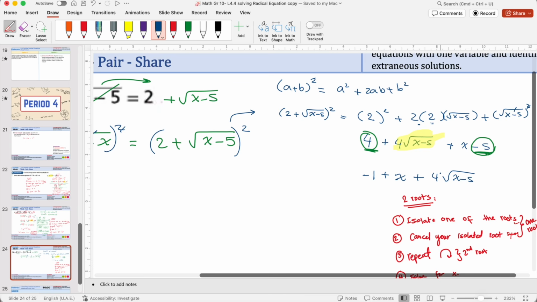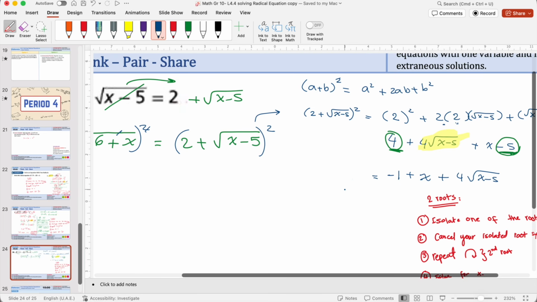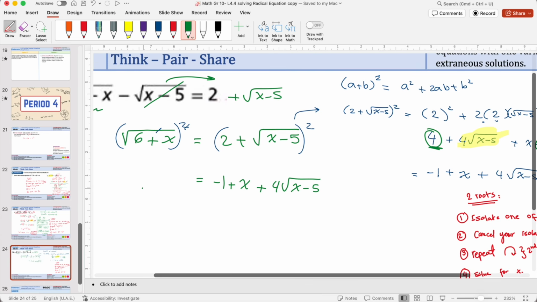See? Very nice. I can't do the 1 and 4. I can't do the x and the x. Please don't do that, please. This is so inappropriate. This is the last thing you want to do. So it's going to be negative 1 plus x, plus 4 root of x minus 5, equals, and I don't have a root here, which is 6 plus x.